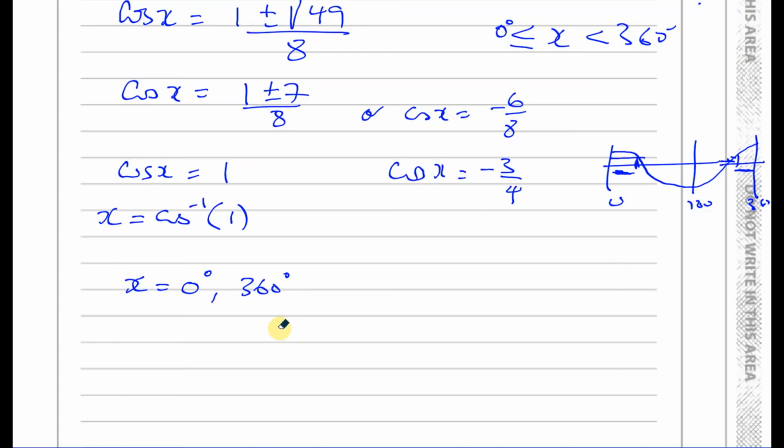And then after that, the cosine curve repeats every 360 degrees. So 360 degrees above this, and 360 degrees above this, and 360 degrees below this, and 360 degrees below this, those angles will repeat, which give you the same ratio as cosine x equals 1.